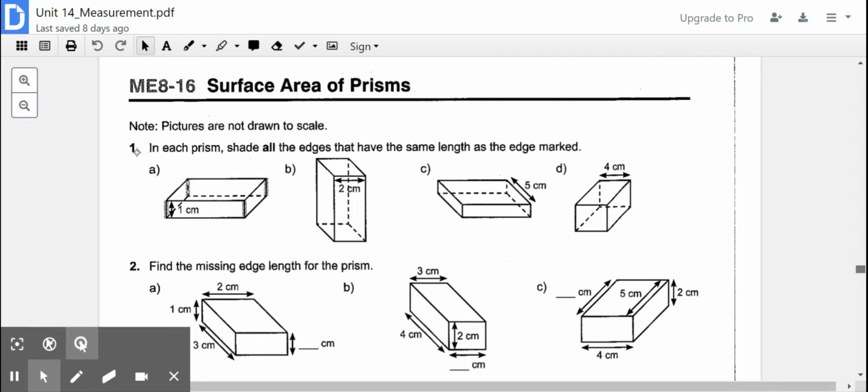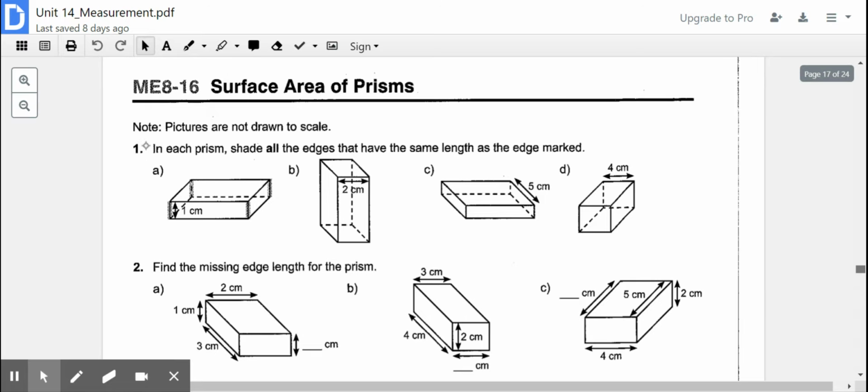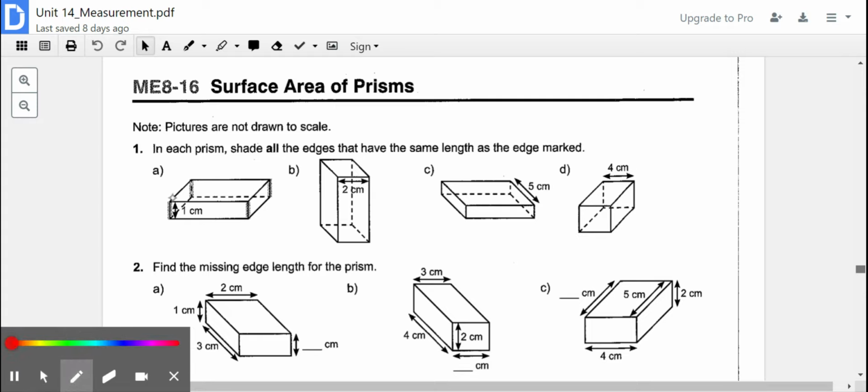Taking a look at question 1, it says pictures are not drawn to scale. Number 1, in each prism, shade all the edges that have the same length as the edge marked. And they have one here as an example for us. So they've marked one edge here, and that's 1 centimeter. Now, because we know this is a prism, and the base and the height are the same, top face and bottom face, then all of the four edges are going to have the same length.